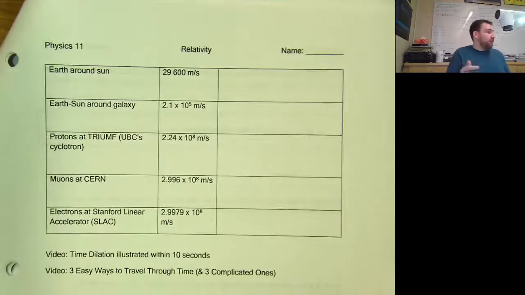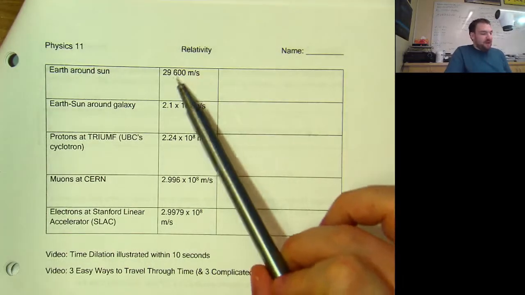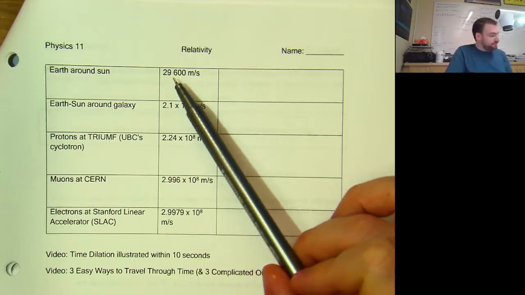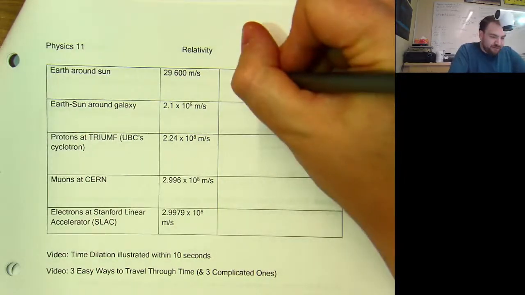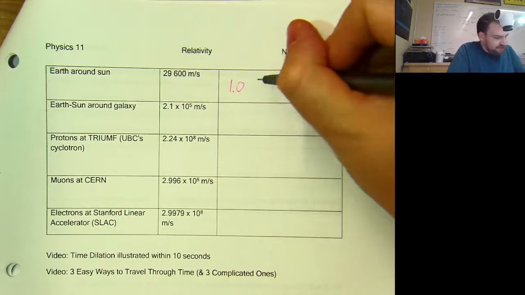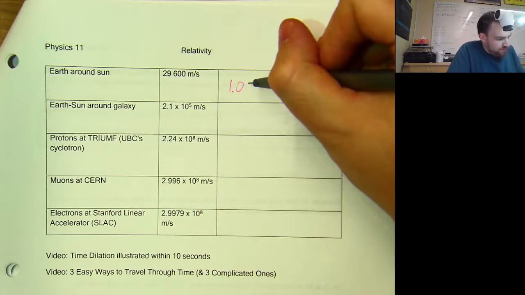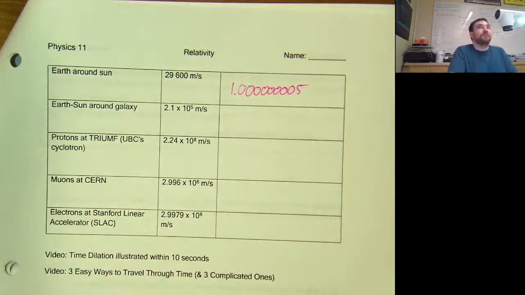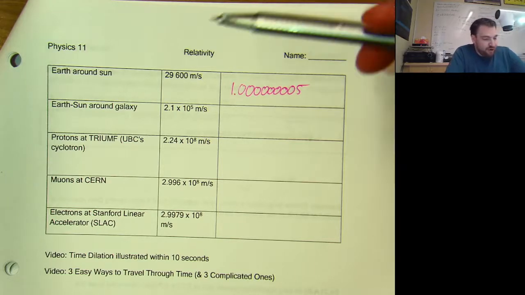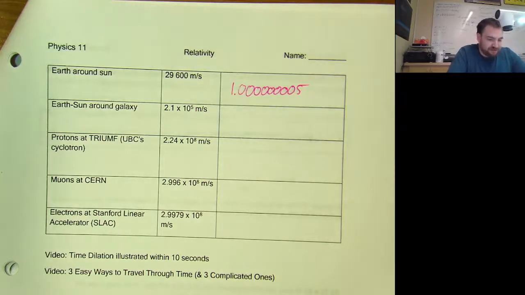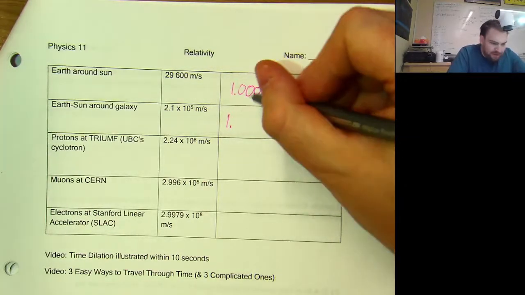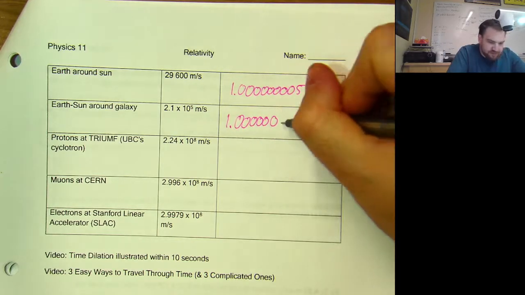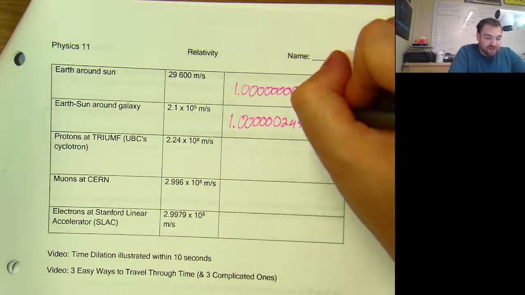The Earth around the sun, though, now we're starting to get into velocities that are a little bit more substantial. That time dilation factor ends up looking like this: 8 zeros, and then a 5. So even then, it's really small for an hour's worth of time dilation. The Earth and Sun flying through the galaxy, that's substantially faster. That only gets changed like this.